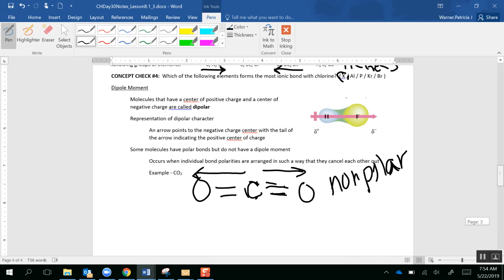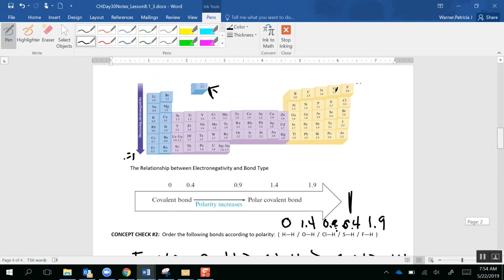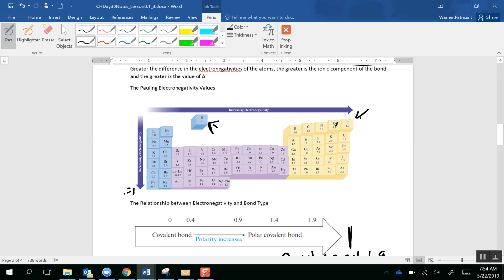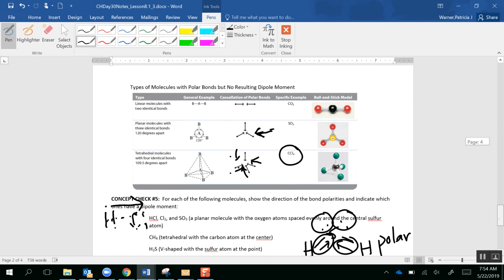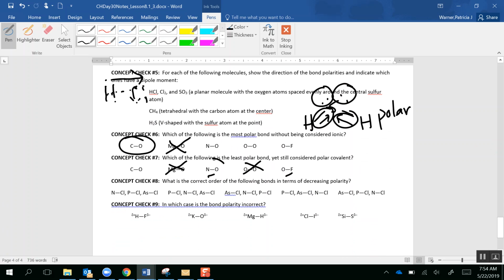And so let's go up to the table of electronegativities. The difference between oxygen and fluorine is 0.5. The difference between nitrogen and oxygen is 0.5. And so these two are actually tied. So it's the least polar bond, but still considered polar covalent.